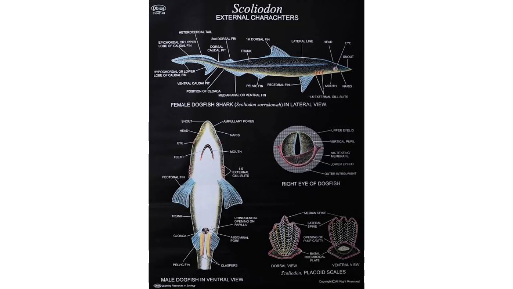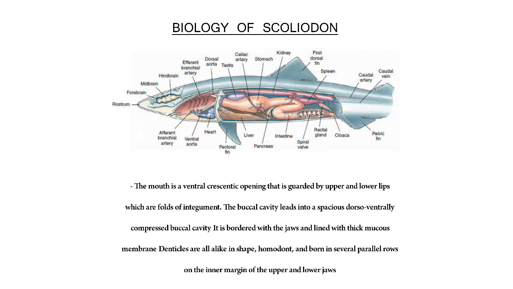But that is not where we are going yet. Let us go to the biology of Scoliodon, where we'll be talking about the alimentary canal first. The mouth of Scoliodon is ventral, and it is guarded by upper and lower lips, which are folds of integument. The mouth leads to a spacious, dorsoventrally compressed buccal cavity, which is bordered with jaws, which means they have the upper jaw and the lower jaw.